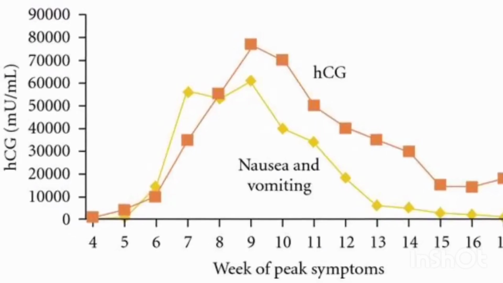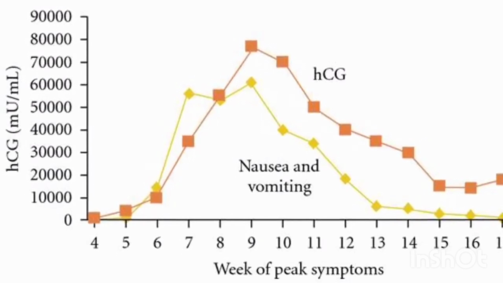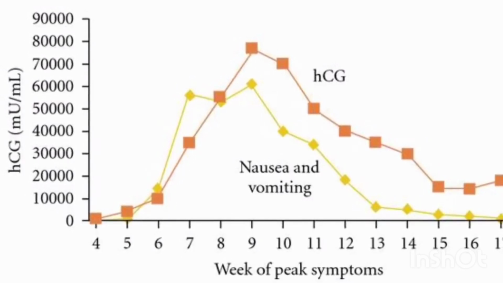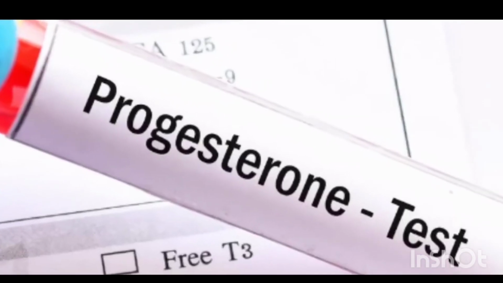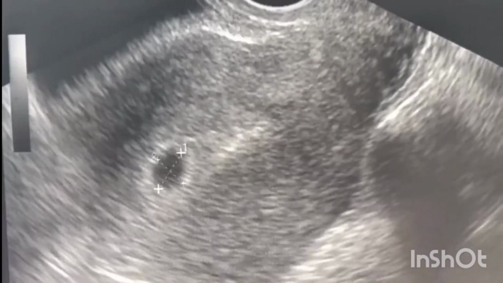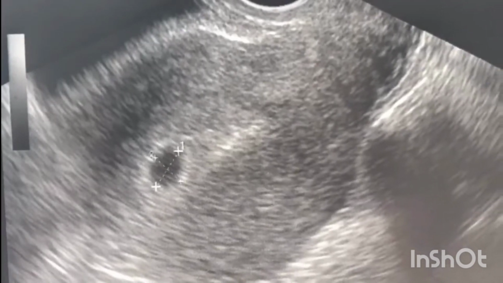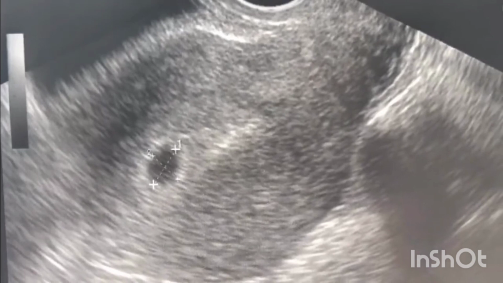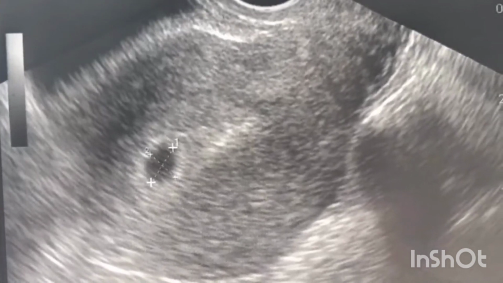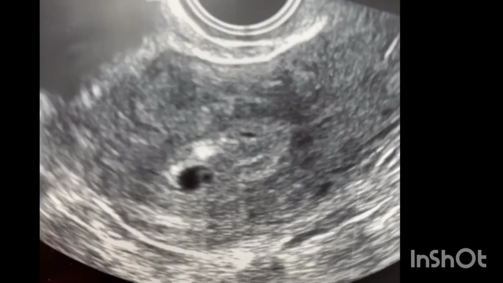If your levels are dropping or rising too slowly, you'll probably be sent for other testing as well. This could include progesterone blood tests and a transvaginal ultrasound to check your uterus for a gestational sac. Other symptoms, such as bleeding or cramping, will also be taken into account.